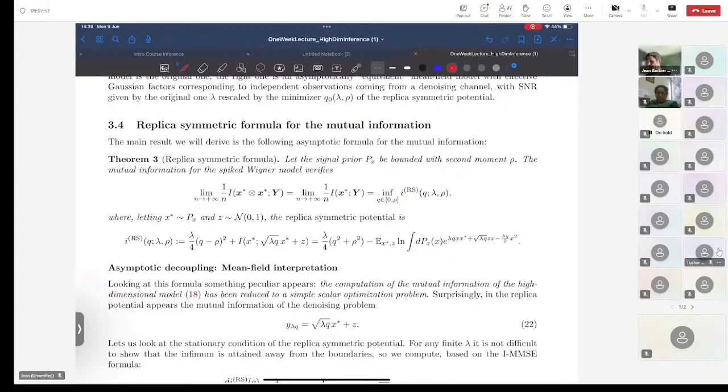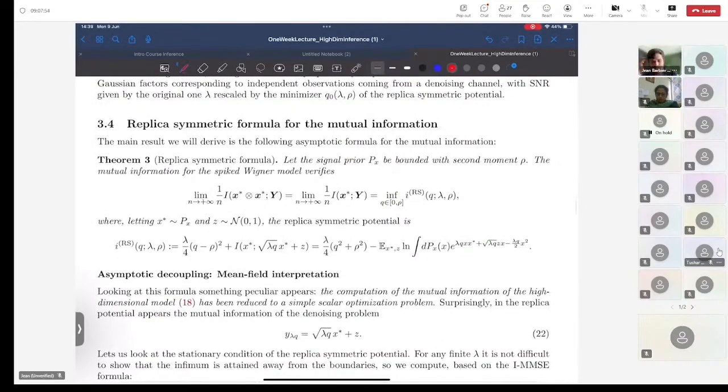So what is the main result we want to get? This result is called the replica symmetric formula. Forget what the name means. This is not so important. This is just terminology that comes from statistical physics. Historically, we call this kind of formula this way, but think of it just as a formula for the mutual information of the Spike-Wigner model. This is what it means.